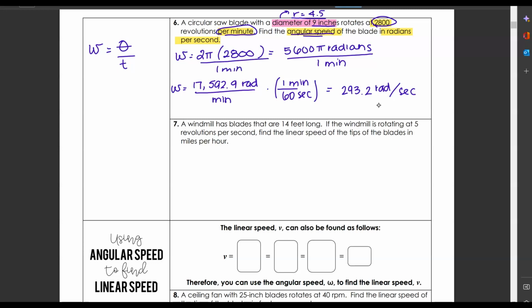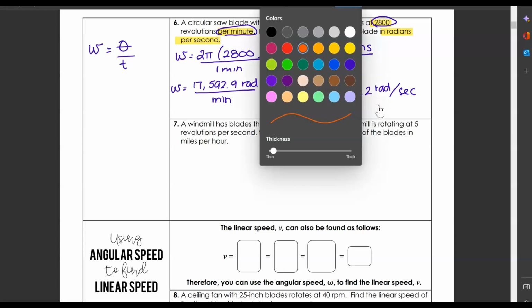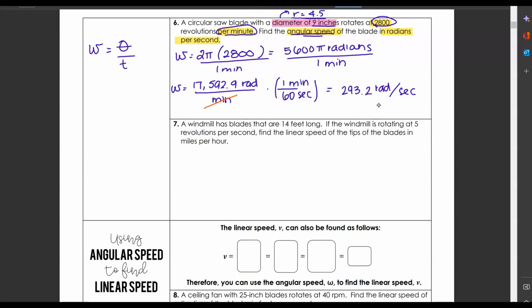So we end up with 17,592.9 radians per minute. But notice that our goal was to get this in radians per second, so we do need to do the conversion here. We multiply by 1 minute over 60 seconds, and those minutes cancel out. So we end up with 293.2 radians per second, as desired.